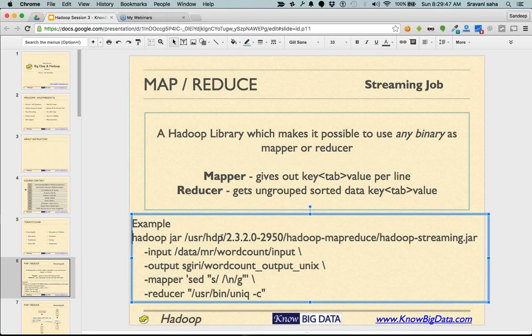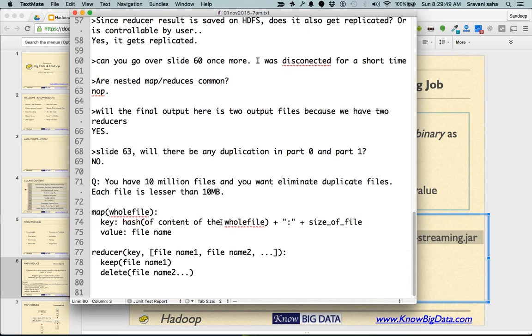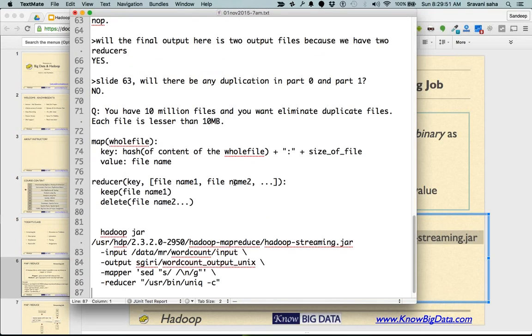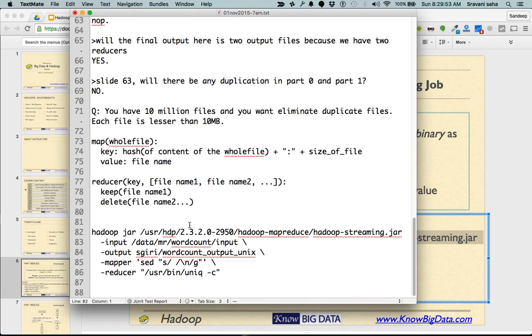It says hadoop jar, and then this big name. In case you are on any other machine and you are not able to locate this, you can use the find command, find -name this, and you can also send the errors to /dev/null.